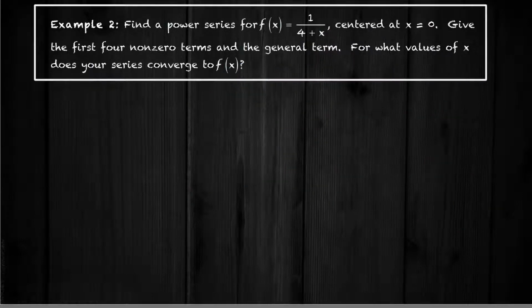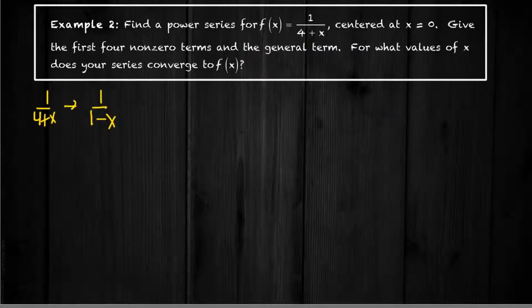Okay, this one is a little bit more complicated than the last one, and the third example will be more complicated than both of them. So we want to do one easy one, one medium one, and one hard one on this video. So we recognize that 1 over 4 plus x, so let's write that out, 1 over 4 plus x kind of resembles 1 over 1 minus x.